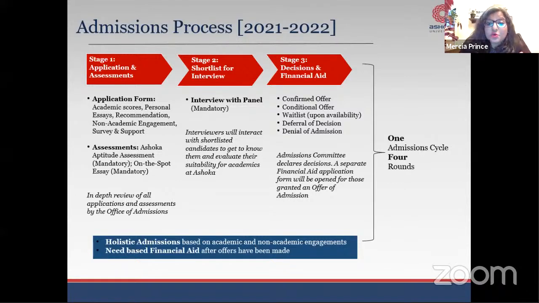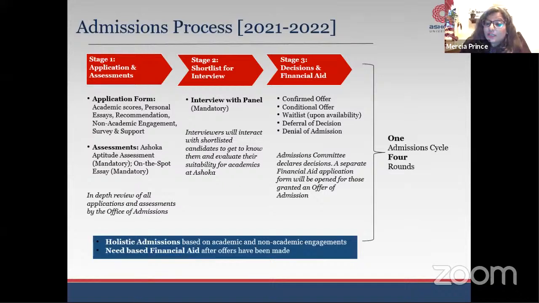Usually it is the class 12 score. Or maybe that would be the end of your admissions process and you may get a denial of admission. Once you get a decision from Ashoka, which is a confirmed or a firm offer, then the admissions committee, once it's declared, you get to apply for financial aid if you wish. A form will be opened, and then you will be evaluated based on the documents you provide, and then depending on that, you will get your financial aid status declared to you.